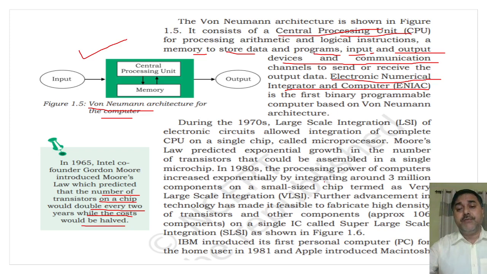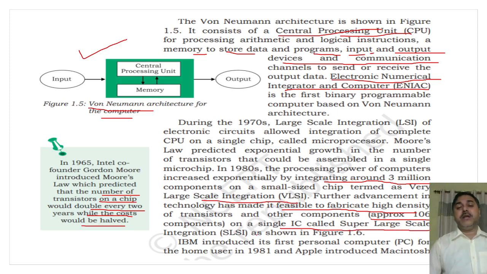Based on this Moore's law, we find different types of integrations, with 3 million components in different computers being utilized in the large scale integration phase. So this is what we can find, that there is a feasible and fabricated high density of the work, and when we find this high density, approximately 160 components on a single IC is called super large scale integration. Clear? So super large scale integration was introduced.